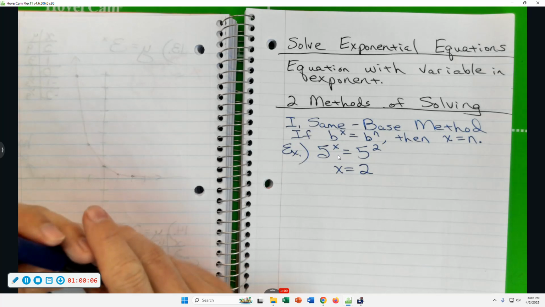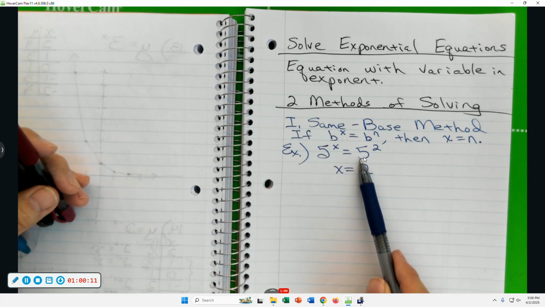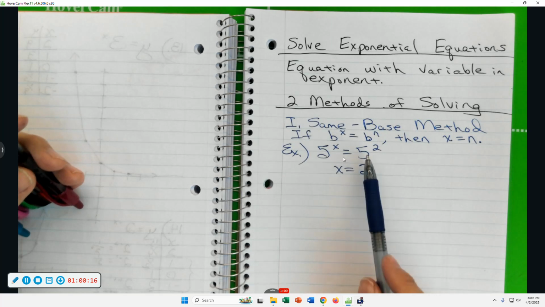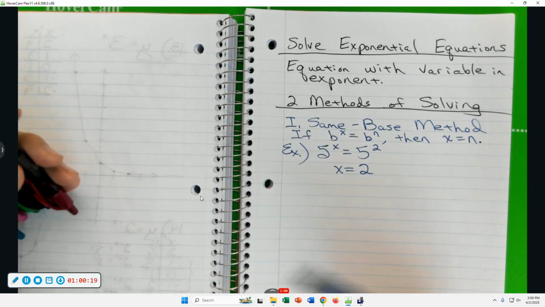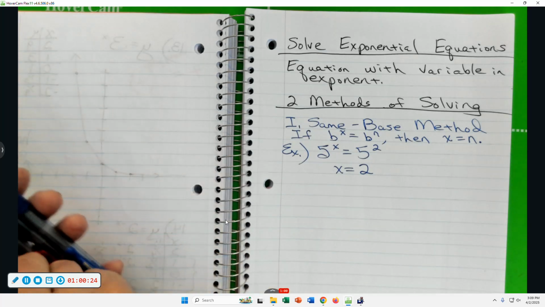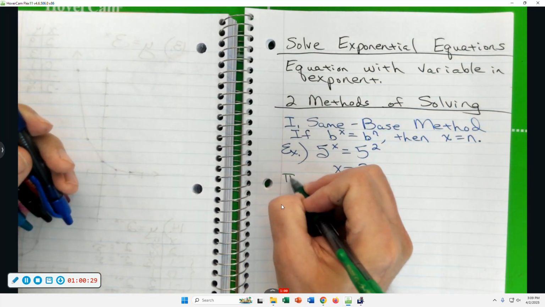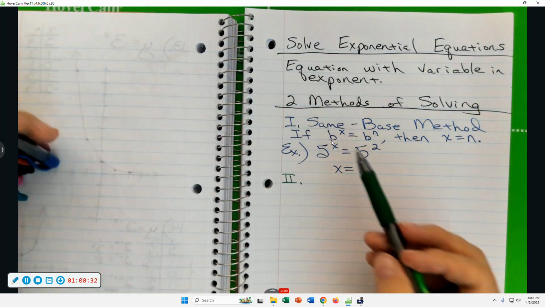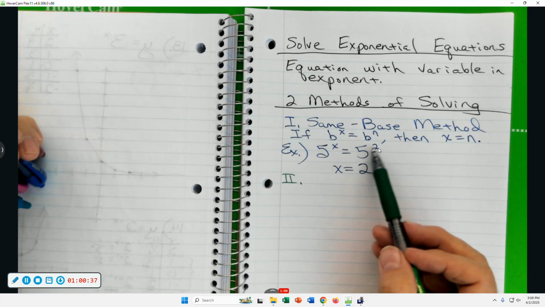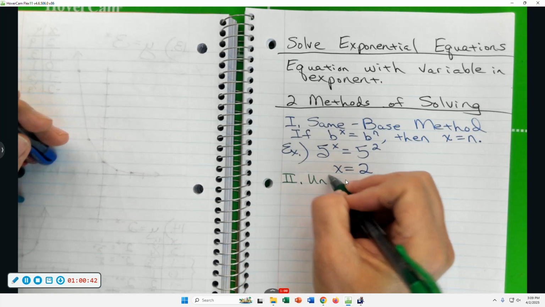Of course, the problem is, with the equations they're giving us, we're not going to have the same base on both sides. You're going to have to use your properties of exponents to get the same base on both sides. And that's what we'll be doing the rest of this class. There's a second method of solving exponential equations where they're unlike bases. Say 3 to the x equals 5 squared. It's impossible to get the same base. I'll say unlike bases.